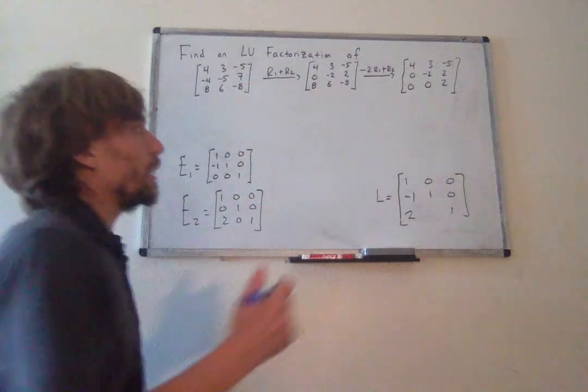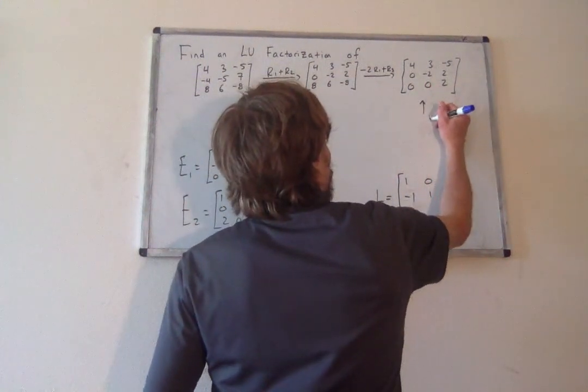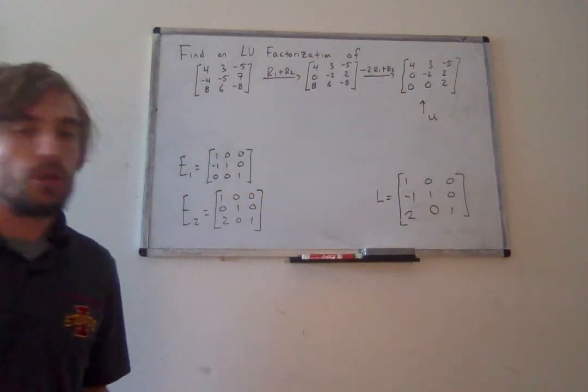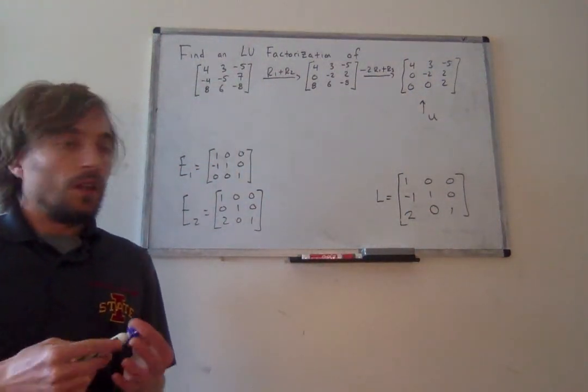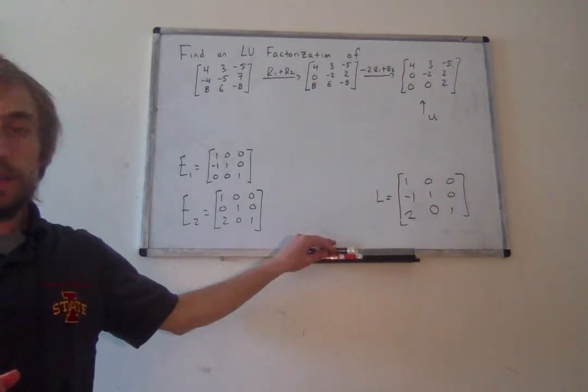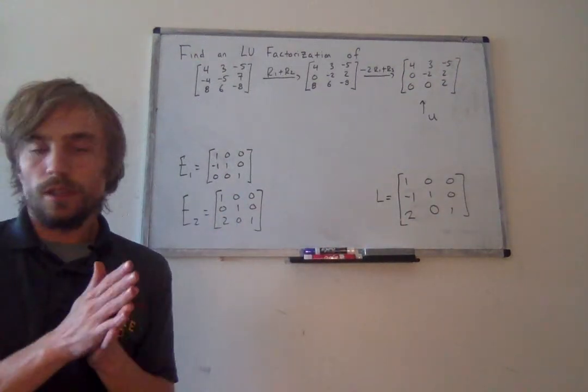Notice that at this point, U is already in row echelon form. When this happens, and I still haven't filled in this entry, I just put a 0 there. And so this would be my LU factorization.